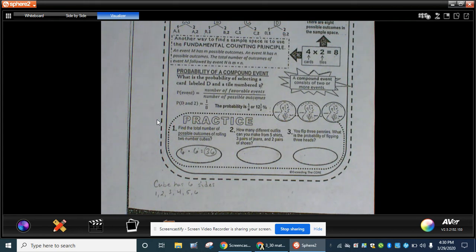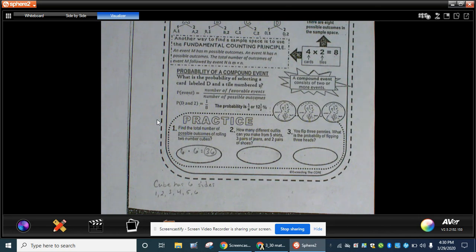All right. So how many different outfits can you make from 5 shirts, 3 pairs of jeans, and 2 pairs of shoes? If I were to create a sample space for this using a tree diagram, we're talking about a lot of space being taken up here. So let's just use the fundamental counting principle. That would just make it easier, right?